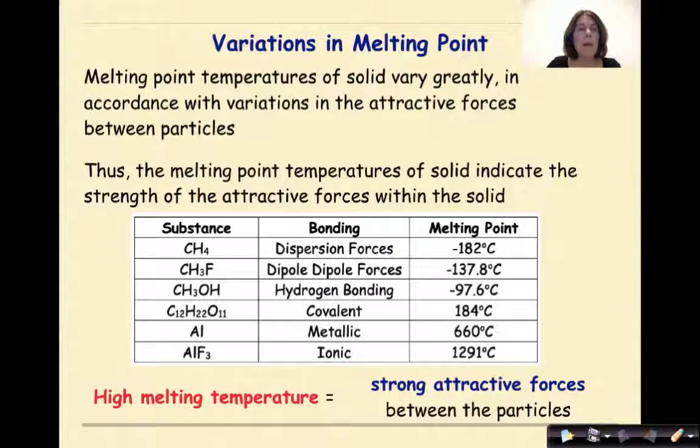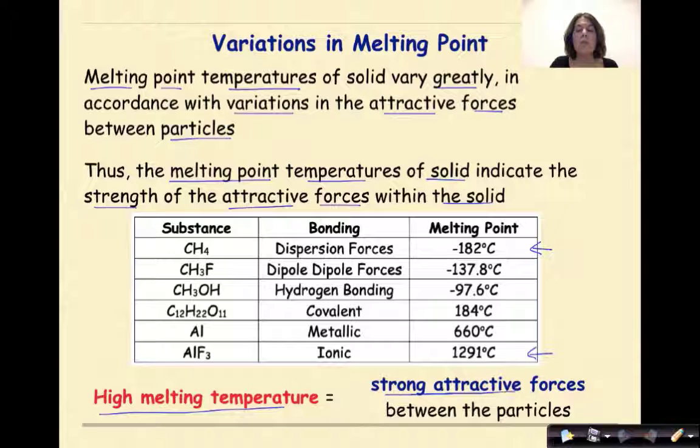Variations in melting point. Melting point temperatures of solids vary greatly in accordance with variations in the attractive forces between the particles. Thus, the melting point temperatures of a solid indicate the strength of the attractive forces within the solid. So we can see, based on a substance, the bonding that's involved, the melting point. Substances with dispersion forces holding those molecules together will have the lowest melting points, where ionic solids typically, but not always, tend to have the highest melting points. So the general trend here is the higher the melting temperature, the stronger the attractive forces between the particles.